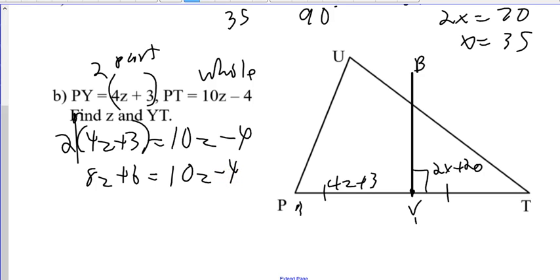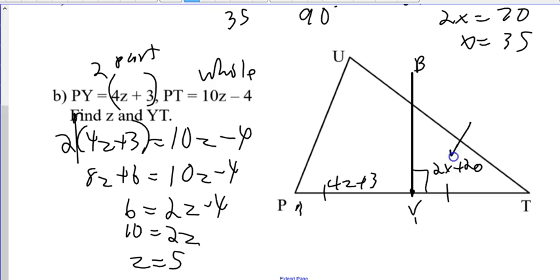I like to keep my z's positive, so I'm going to subtract 8z. That's going to give me 10 minus 8 is 2z minus 4. Add 4 to both sides, that's 10. Then divide by 2, z is 5. Now they also want us to find out what YT is. And that's just the one part. So we're going to plug 5 in right here. And say that YT equals 5 times 2 is 10 plus 20 is 30. And that's it.